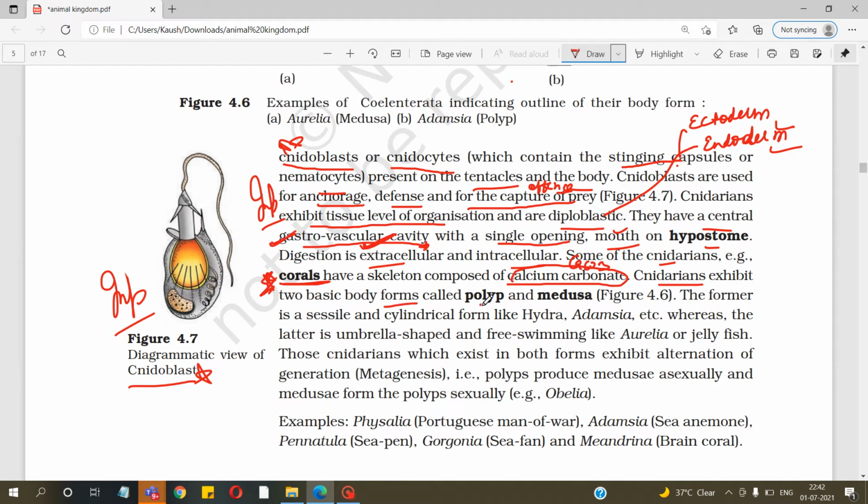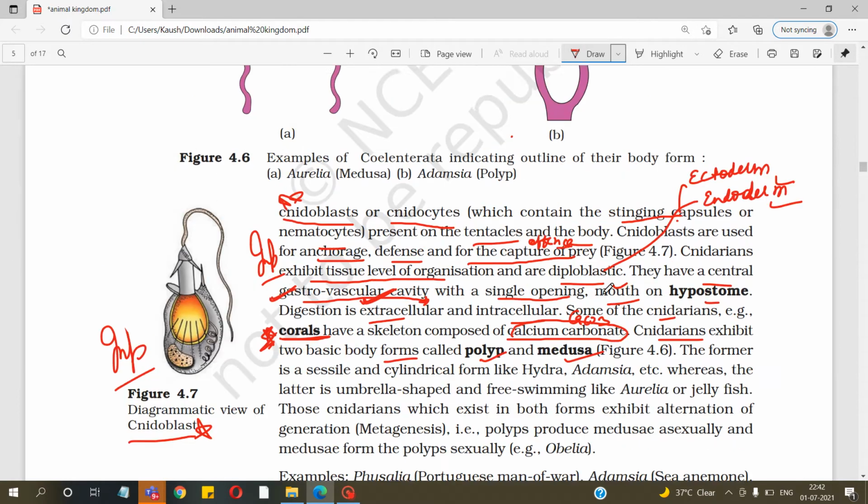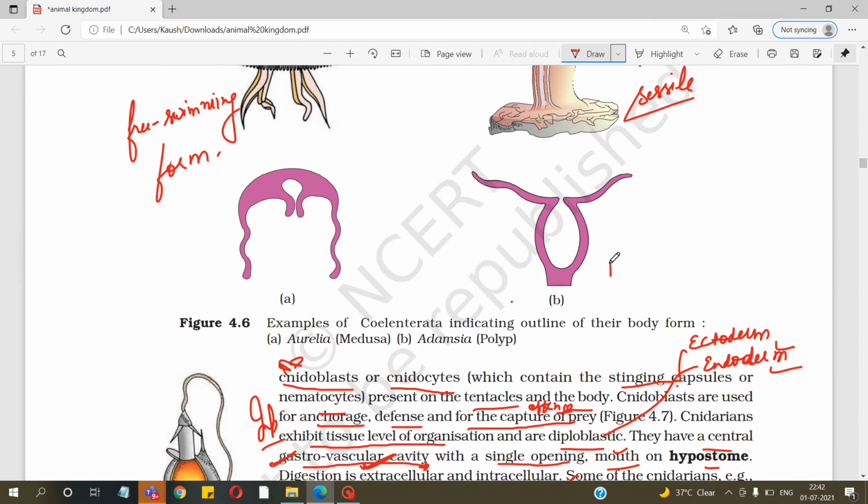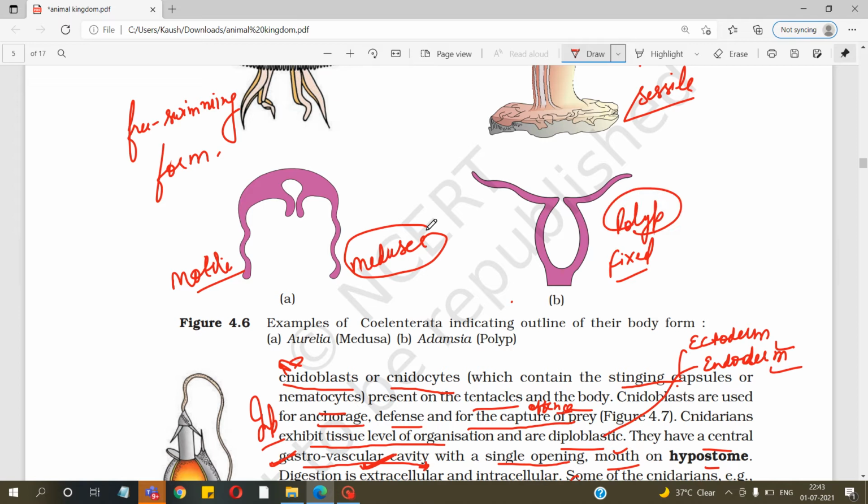Okay. Next, cnidarians have two body forms. One is polyp, that is the fixed one, and one is medusa, that is motile. This is fixed or sessile. This is the free swimming form, or we can say motile form. So this is medusa. This is polyp. In some cnidarians, both forms are present. In some, only one form is present. All right.